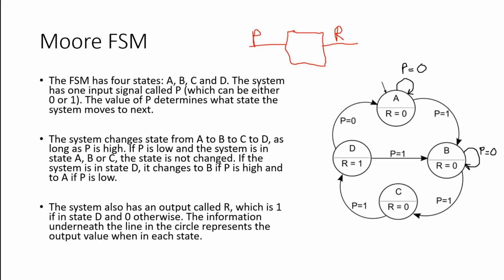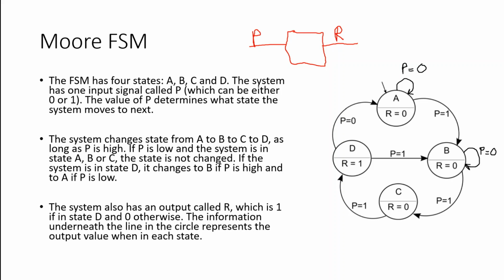Quickly reading from the slides, the finite state machine has 4 states, A, B, C, and D. The system has one input signal, P, which could either be 0 or 1, and the value of P determines which state the system moves on to next. The system changes state from A to B to C to D as long as P is high.